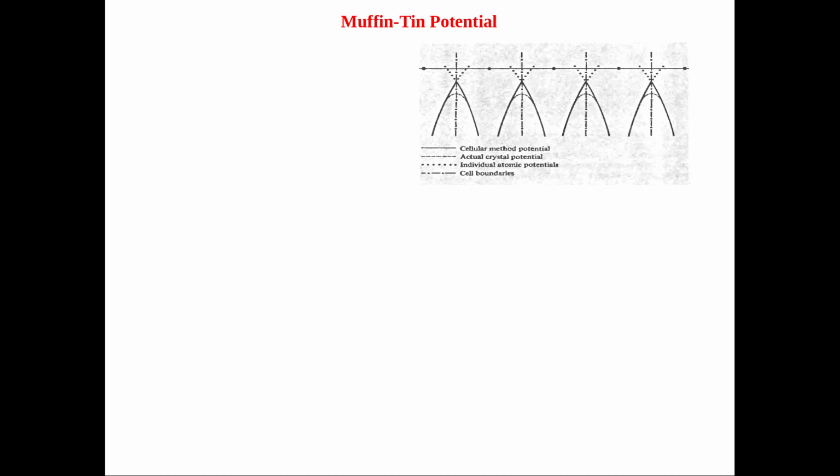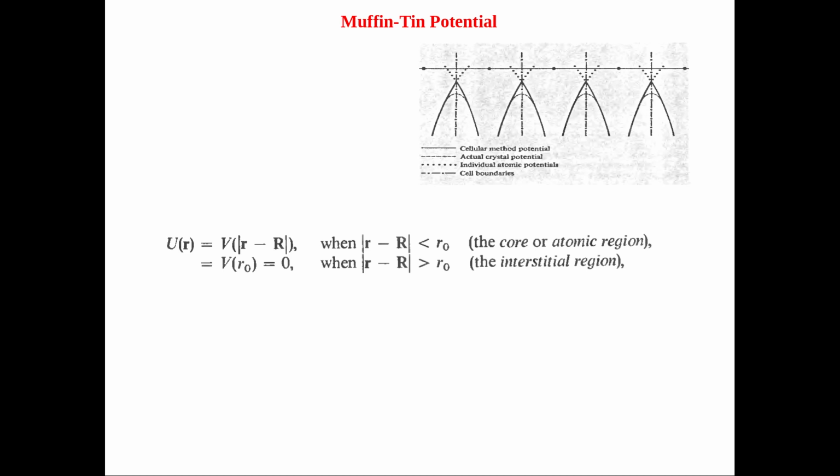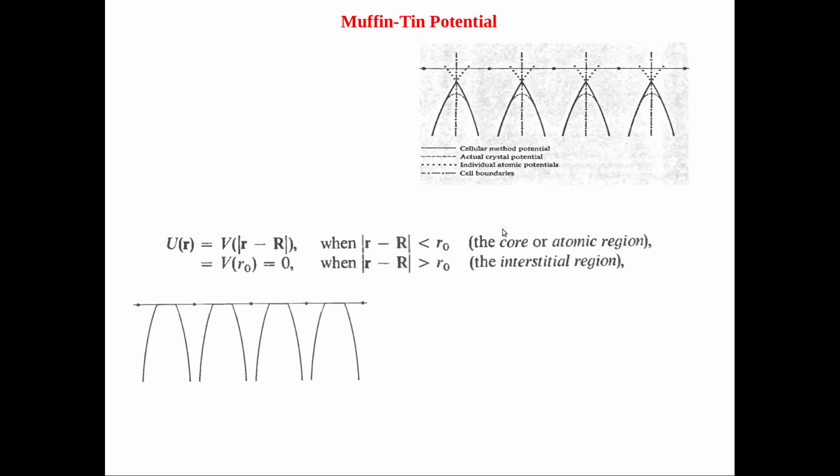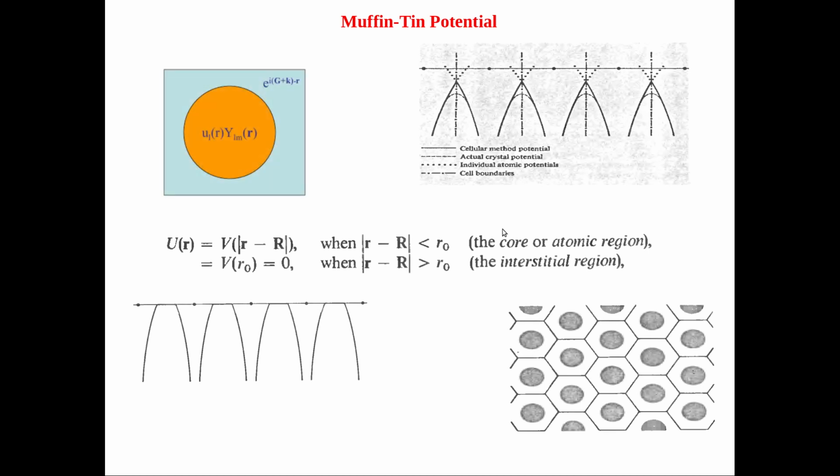So what is the muffin tin potential? The idea of the muffin tin potential is to split the whole crystal into two regions. The mathematical form is like this. I'll show you how this looks. Okay, let us look at this figure. In the muffin tin potential, we divide the unit cell of the crystal into two regions. First is what we call the muffin tin sphere, also known as the core or atomic region, and the other one is the interstitial region.